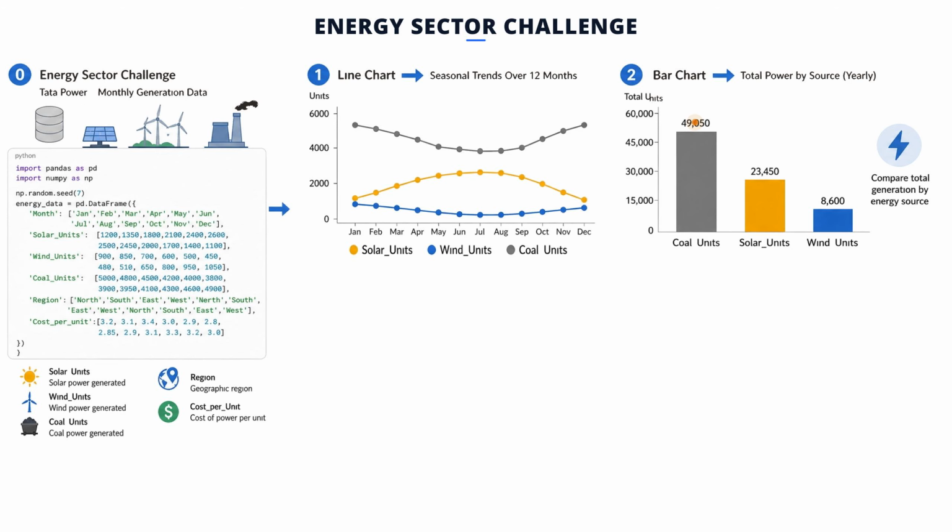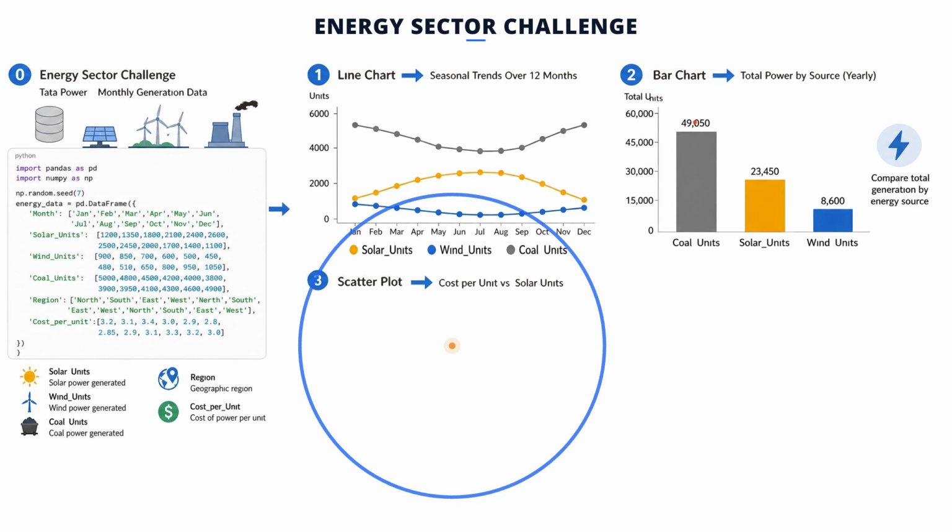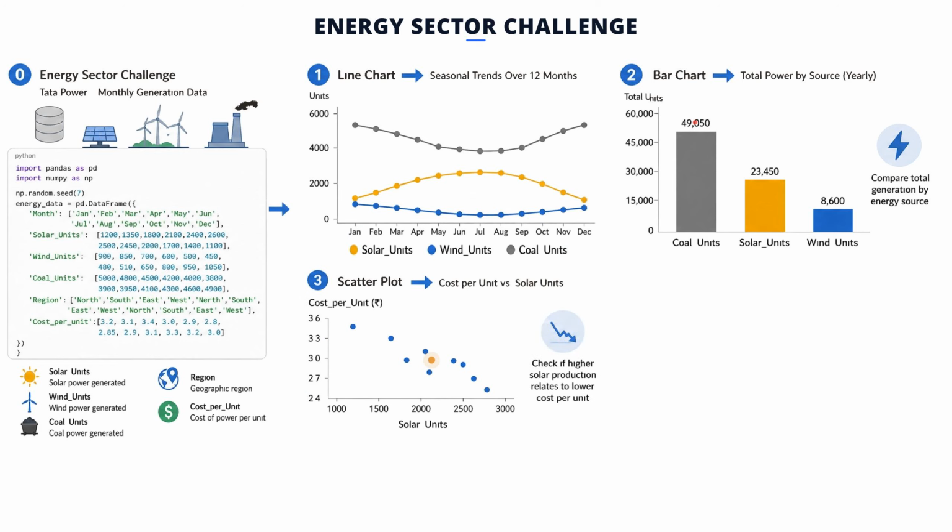Now let's dig into the economics. We want to know if generating more solar power makes it cheaper. A scatter plot helps us answer this. We place the cost per unit on the vertical axis and the solar units on the horizontal axis. Notice this clear downward trend? This tells us that yes, higher solar production strongly correlates with a lower cost per unit.